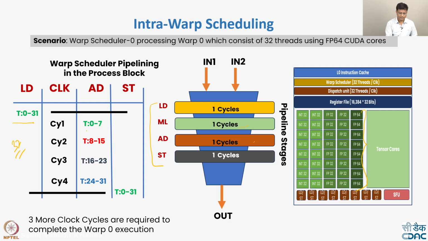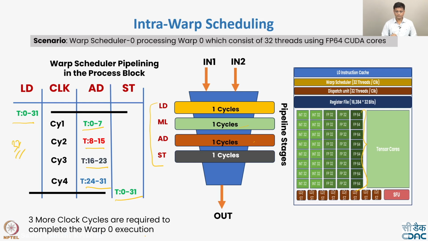In the first cycle, threads 0 to 7 will go. In the next cycle, threads 8 to 15 will go. In the next cycle, threads 16 to 23 will go. At last, threads 24 to 31 will go in the fourth cycle. When all the threads complete their operation, they will be clubbed together and the store operation will be performed. This is the scenario when I am using FP64 cores.